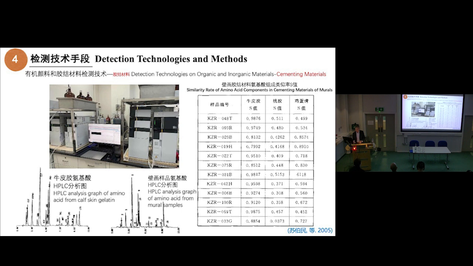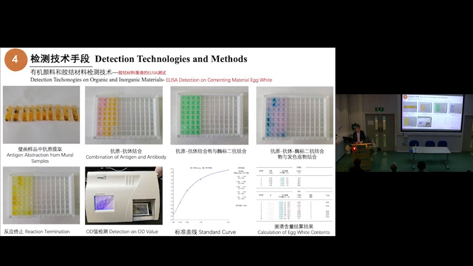Now we can analyze the binding medium using HPLC. And we also developed the ELISA test method, so we also use ELISA detection. It detects the same material, like egg white. But in mobile glue, most wall paintings use animal glue. By now, we cannot find any other binding medium.